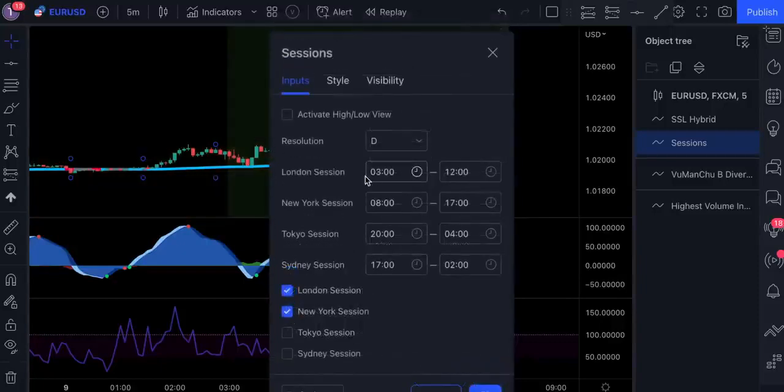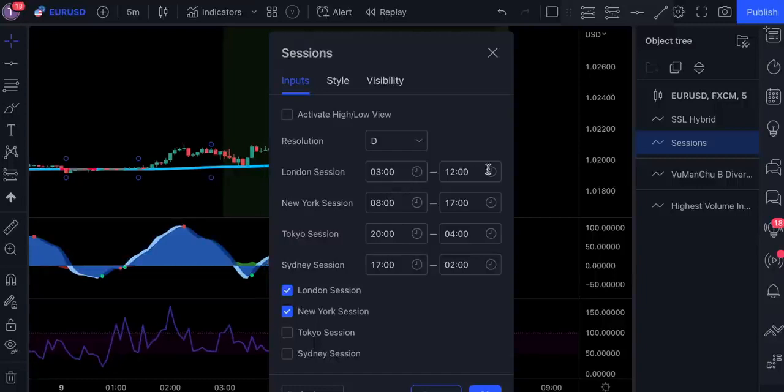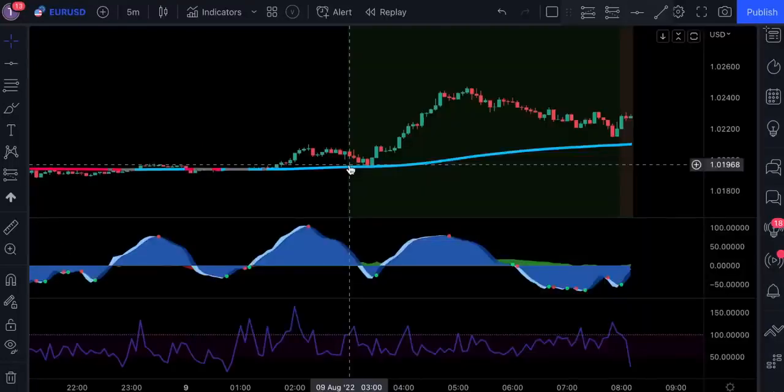We can see that the London session starts from 3 AM Eastern Daylight Time and it finishes at noon. And the New York session starts at 8 AM and it finishes at 5 PM. Okay, I hope this is clear. If you have any questions, please write them down in the comments. Now let's move on to our trading rules.